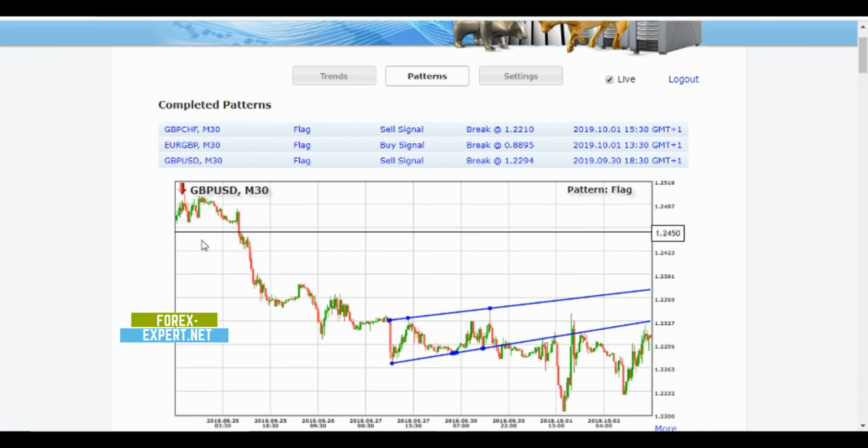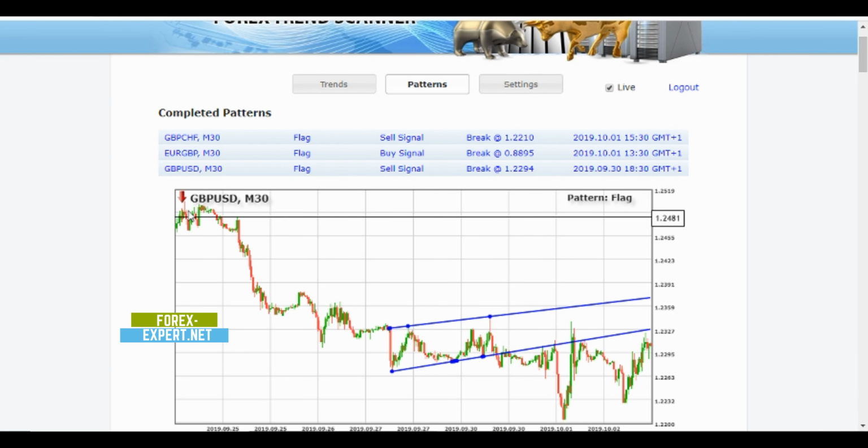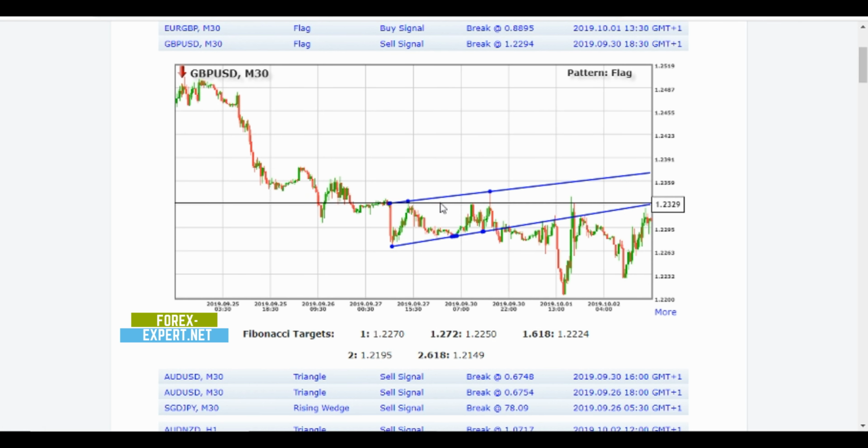We have a downtrend. Okay, this amazing software is able to scan trends. The pattern is a flag. We have a sell signal. Okay, as you can see here, the trend lines are very good because they got more than 3 touching points. 1, 2, 3, and 4. Same thing down here. Below the chart you will find the Fibonacci targets. I know that many of you guys are not familiar or comfortable with the extensions, so you will find the suggestions for your take profit targets.